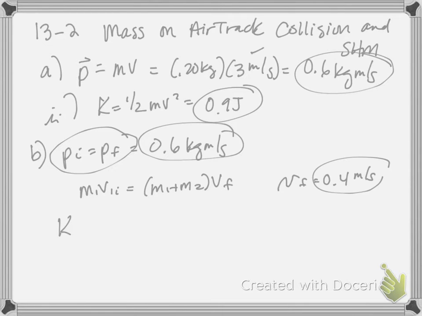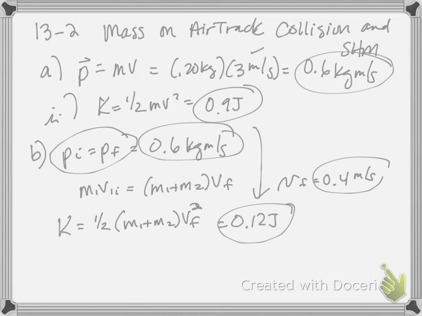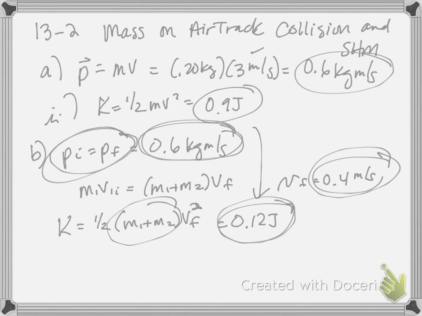So the final kinetic energy is 1/2 times m1 plus m2 times vf squared. So we get 0.12 joules. A quick check tells you that, yes, we did lose kinetic energy, which is what we expect. Again, the rubric gives a statement of conservation of momentum, then a statement of the final momentum. You get a point for finding the final velocity, a point for using the sum of the masses, and a point for the correct answer. So all of B nets us 5 points.